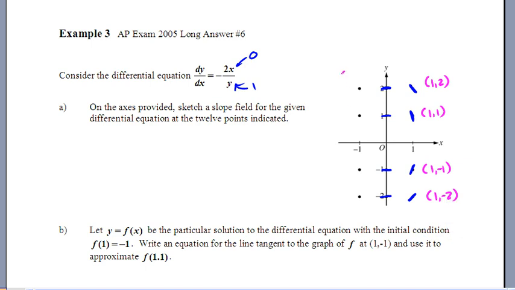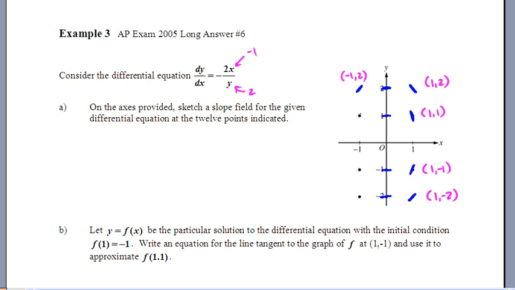Okay, so this point here is negative 1, 2, negative 1 for x and 2 for y. Okay, so that would be double negative 2 on top of 2. That's a slope of positive 1. So any answers going through here have to look like that.